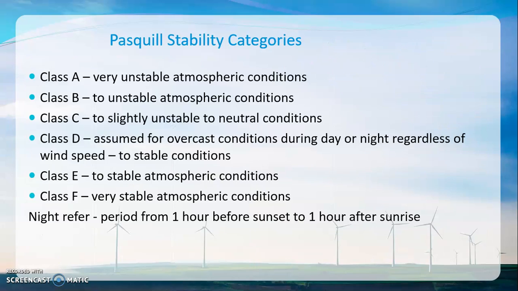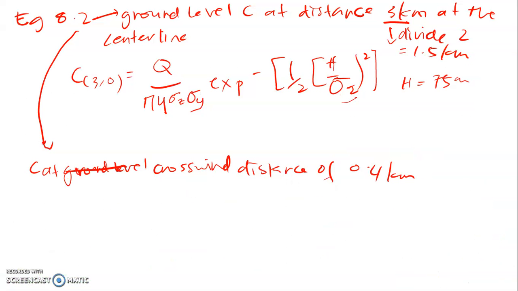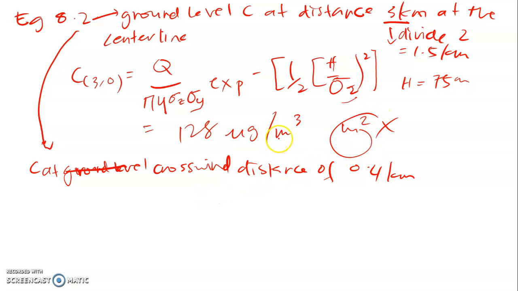Then you insert them in the equation just now and solve. Since you have all the values already, you solve and get 128 micrograms per meter cube. Earlier, in 8.1, it's supposed to be micrograms per meter cube also, not meter square. Meter square is wrong. It's concentration, so it is per volume, per liter or per decimeter cube.